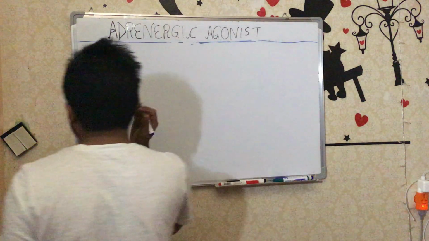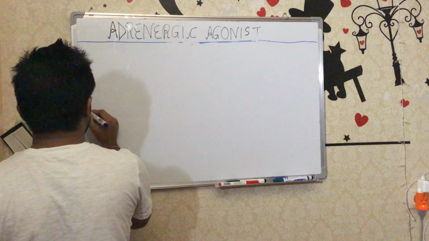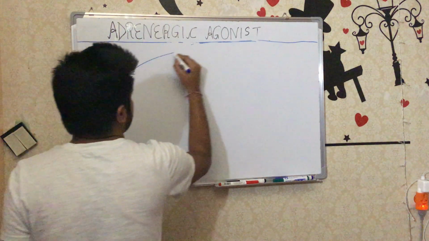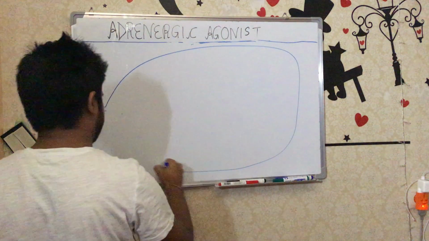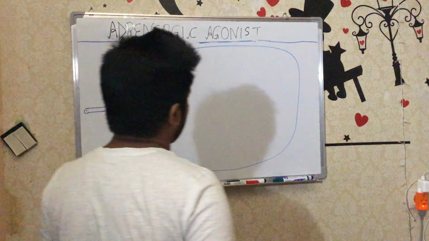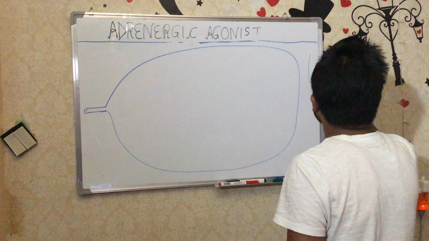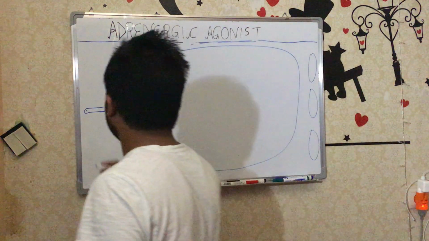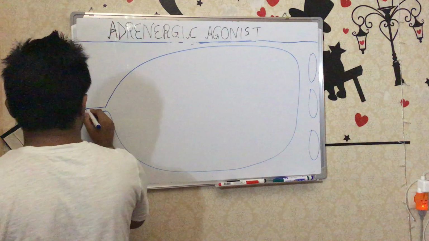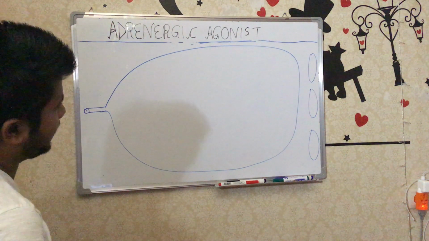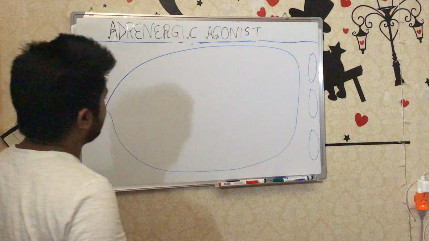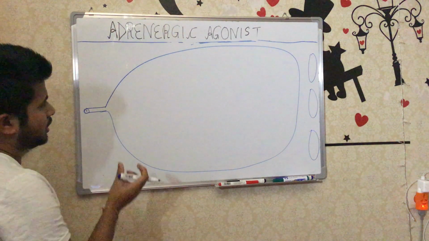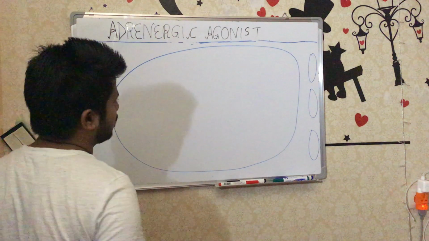So just take one neuron. This is the cell body, this is the axon, and these are synaptic vesicles. Here is some target tissue. So noradrenaline and adrenaline, in a nutshell, we can say are the endogenous part of the catecholamine.